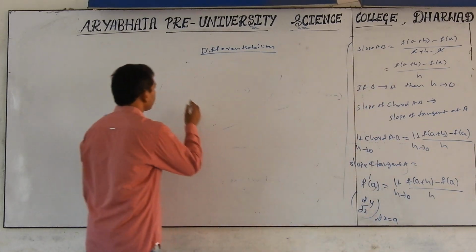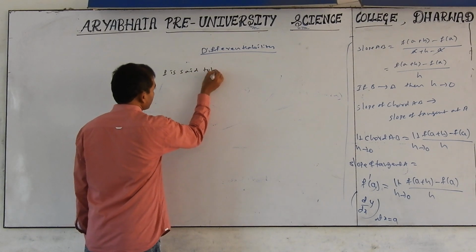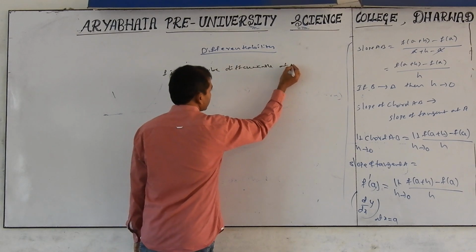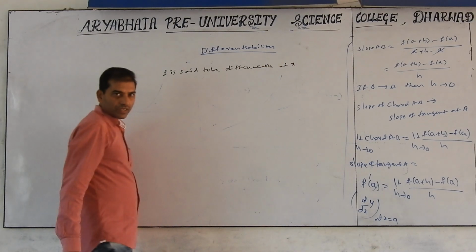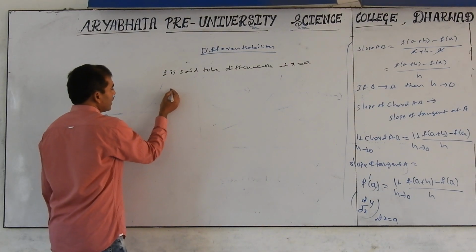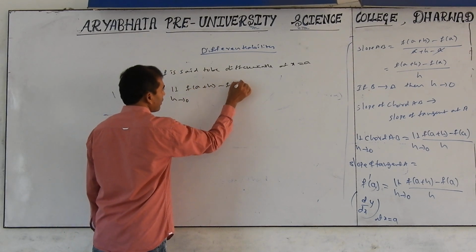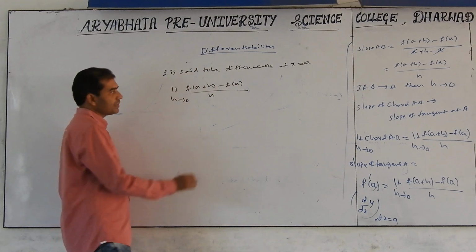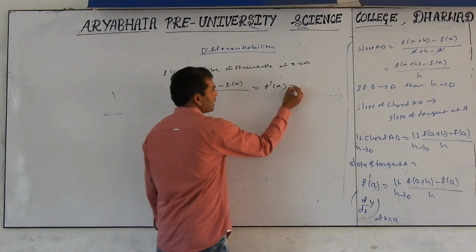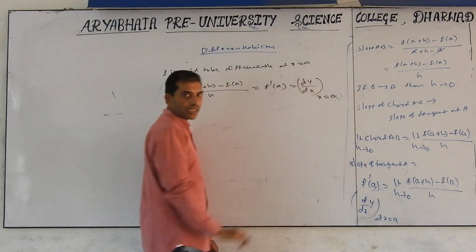f is said to be differentiable at x equal to a if the limit h tends to 0 of f of (a plus h) minus f of a by h exists, which is denoted by f dash a, or dy by dx at the point x equal to a.